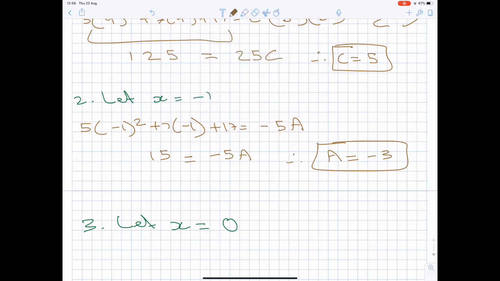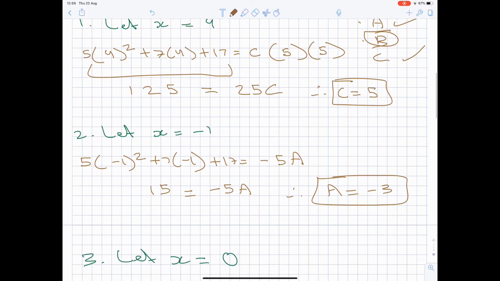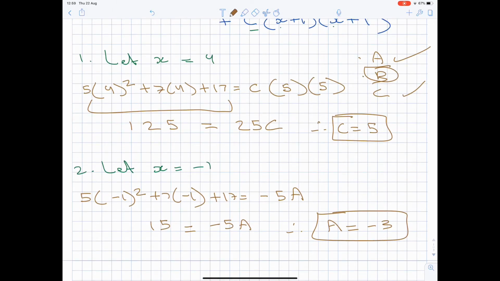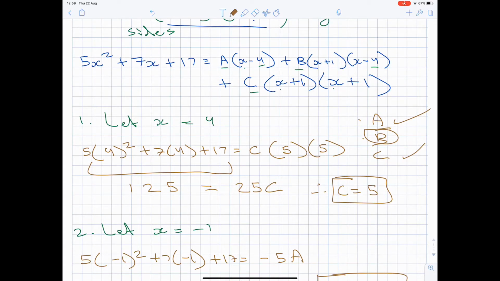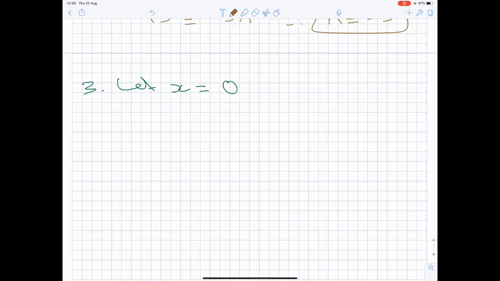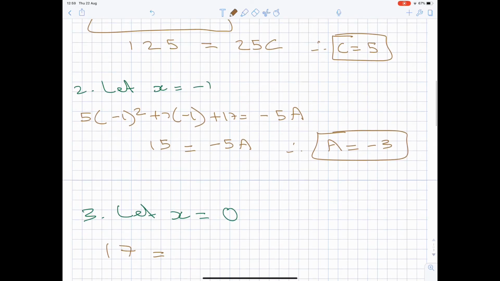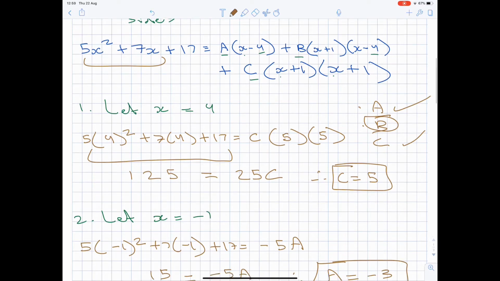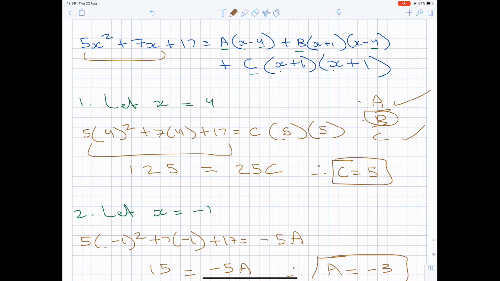And this will probably be the easiest thing you could do. So if you go back here, we've got 5x squared plus 7x plus 17. When we put 0 in here, that's all going to be 0, so on the left hand side we just get 17. Okay, what about the right hand side? If we go back up here, we're going to put 0 in now.